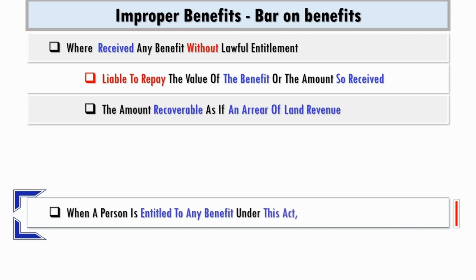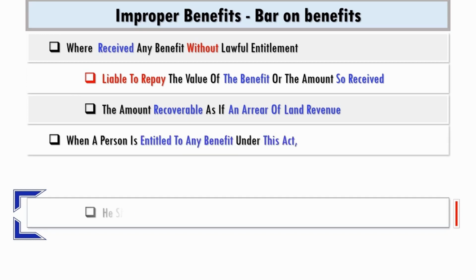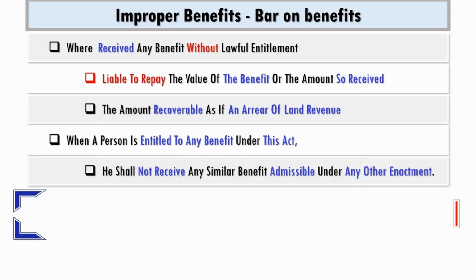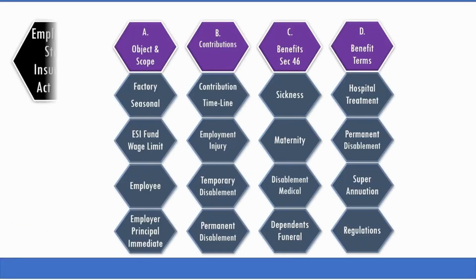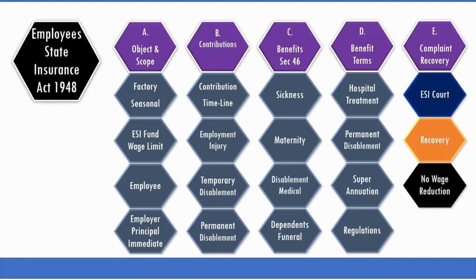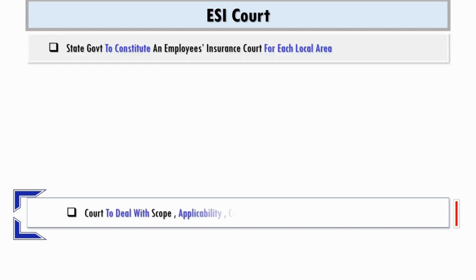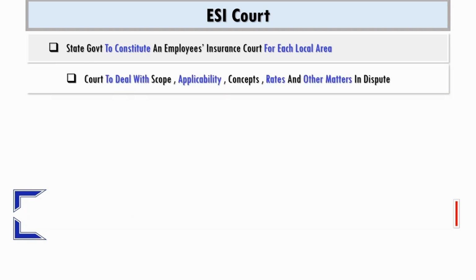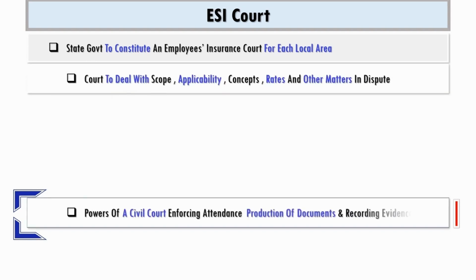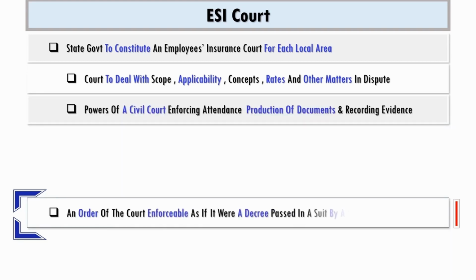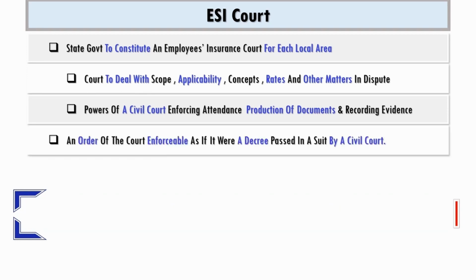When a person is entitled to ESI benefit, he is prohibited from taking any similar benefit admissible under any other enactment. Residual provisions on ESI court, recovery, no wage reduction and no dismissal. ESI court is set up for each local area by the state government. It deals with the scope, applicability, concepts, rates and other matters which are in dispute. It has powers of a civil court for enforcing attendance, production of documents and recording evidence. Order of such a court is enforceable as if it were a decree passed in a suit by a civil court.